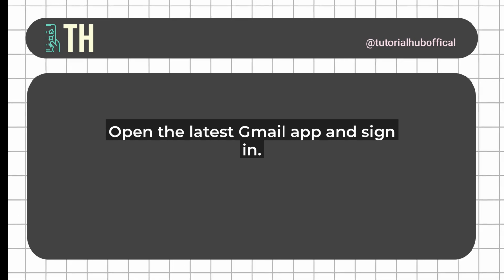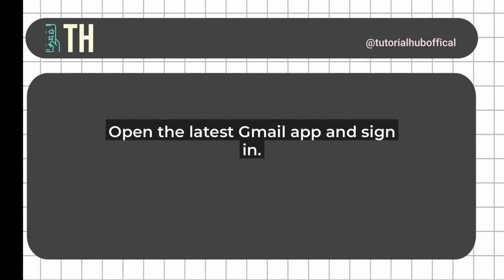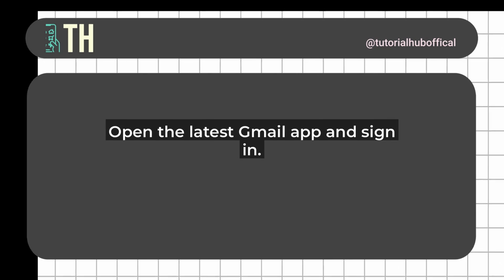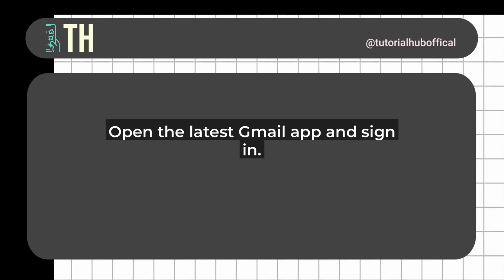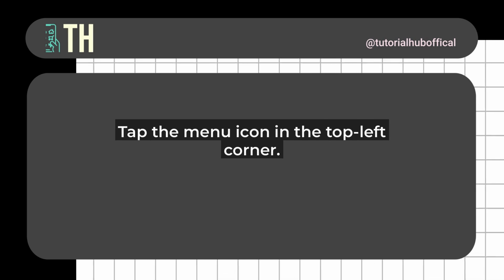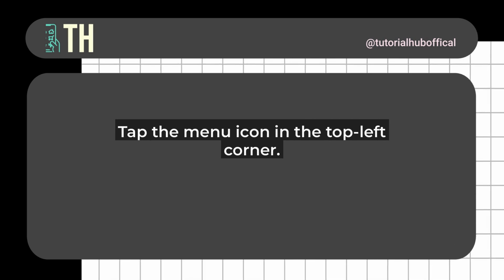First, ensure you have the latest version of the Gmail app installed on your phone or tablet. Open the app and sign in with your Google account. Once you're in your inbox, look for the hamburger menu icon. That's the three horizontal lines usually in the top left corner. Tap it to reveal the sidebar menu.